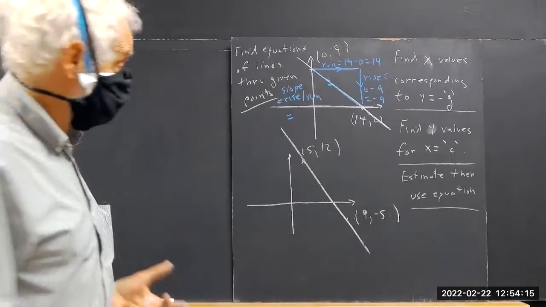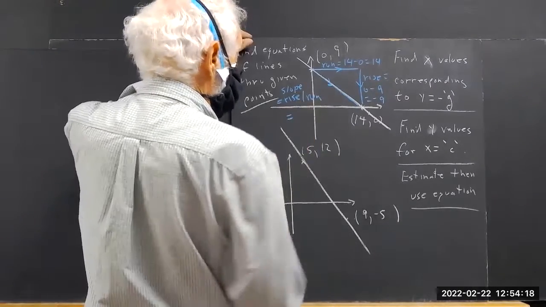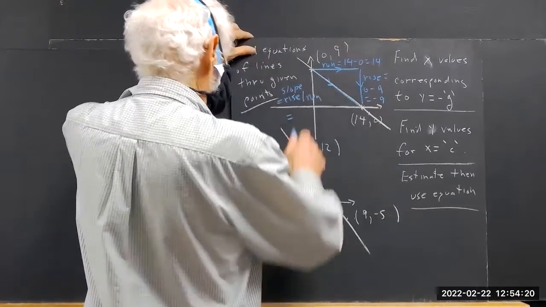Please do this. Okay, so rise over run. What's a rise? -9. What's a run? 14.